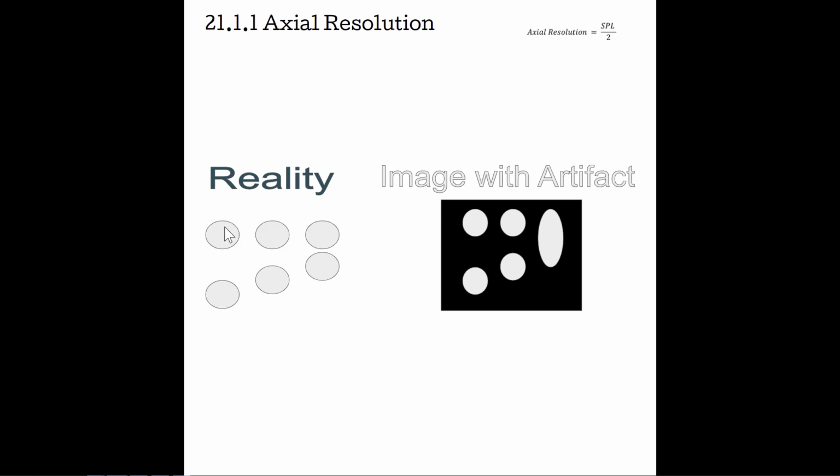In reality, our anatomy is showing separate reflectors. These ones are the closest ones together. If they are less than half of the spatial pulse length, the image is going to show them as one reflector. This is an artifact because it does not truly represent the anatomy in reality.